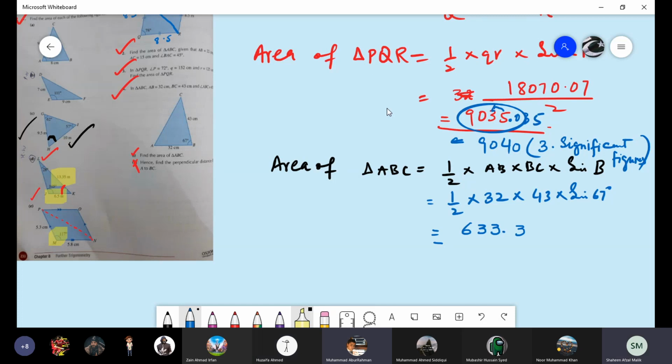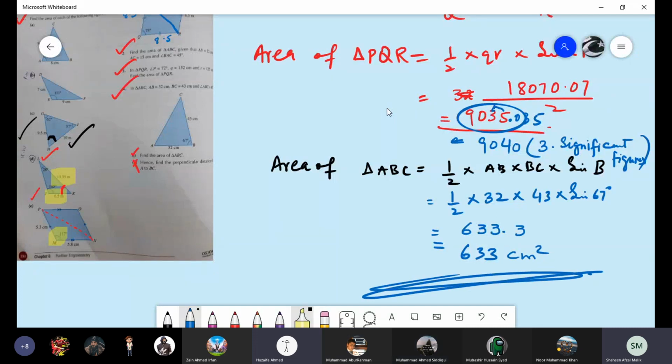Yes, boys, what's the answer for the last part which we have done right now? 633, up to 3 significant figures. What's the unit? Centimeter square. So it means that your exercise is done. You have homework with this exercise, that is Practice Now 4. Only one question is there for practice.